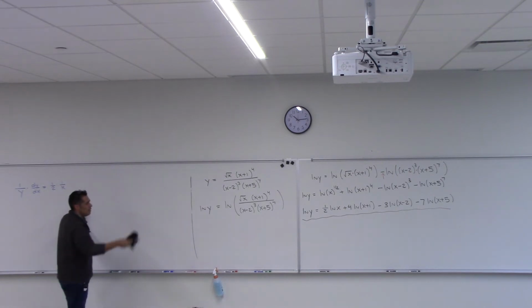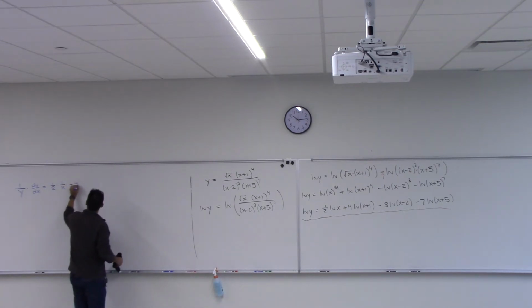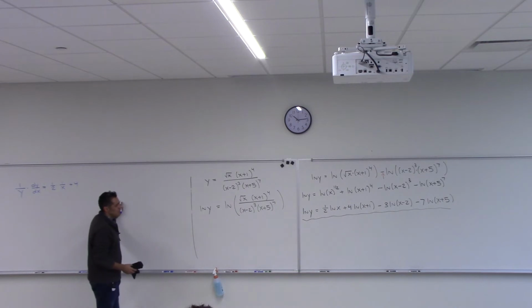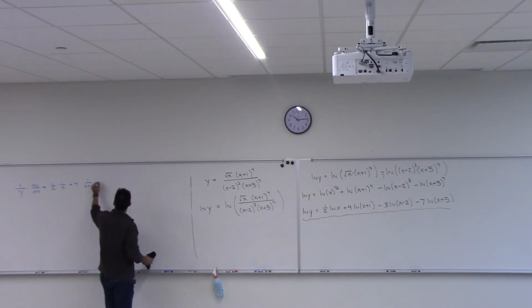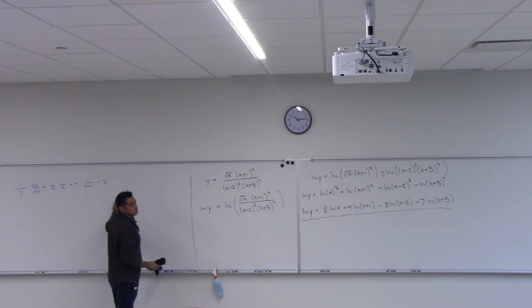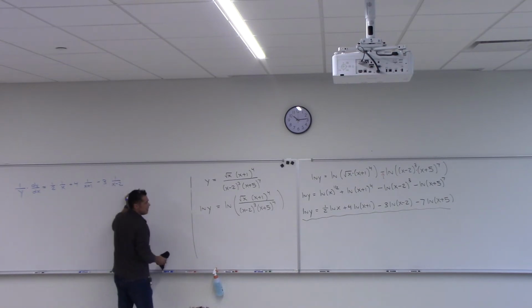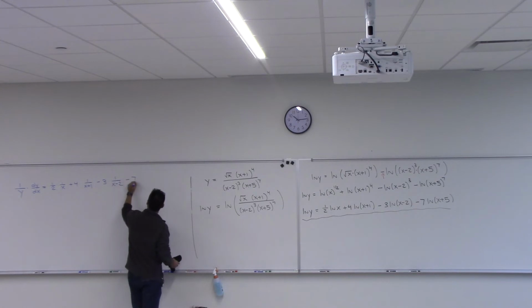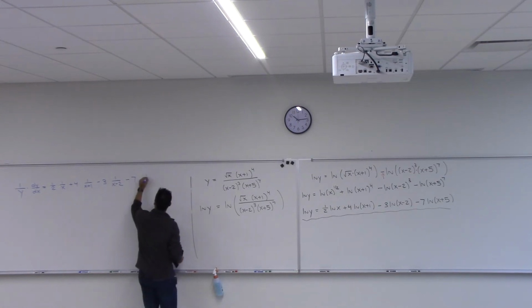Okay, I keep going, right? Plus 4 times, what's the derivative of natural log of x plus 1? 1 over x plus 1. And then minus 3 times 1 over x minus 2. And finally, minus 7 times 1 over x plus 5.